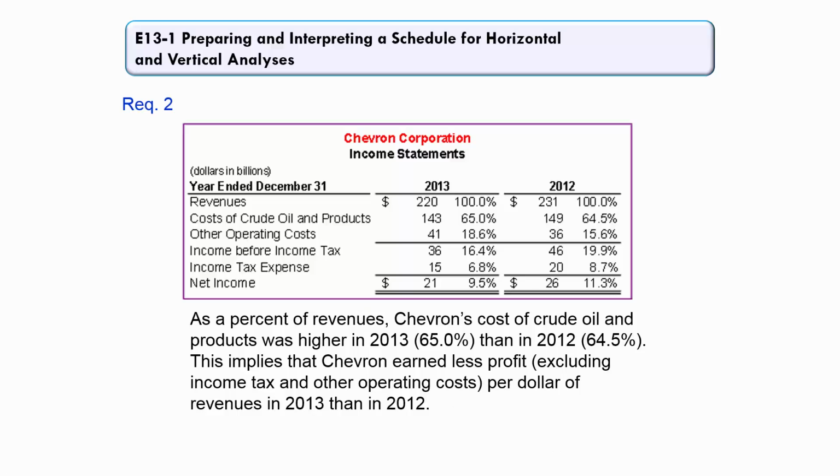So the cost of crude oil and products in this analysis is 65% of revenue in 2013, and it's 64.5% of revenue in 2012. And overall, the calculation does show that in 2013 they earn less net income as a percentage of revenue, as I just discussed.